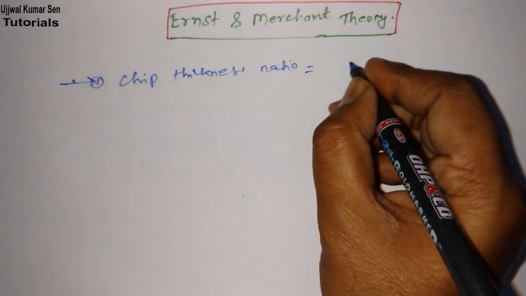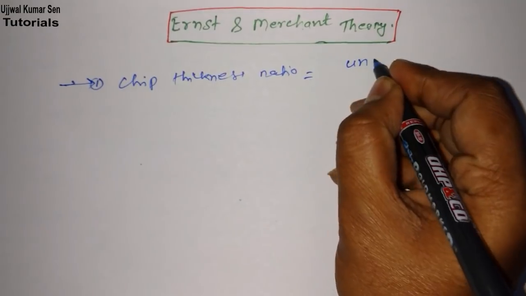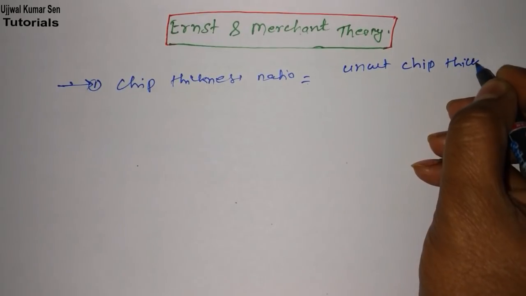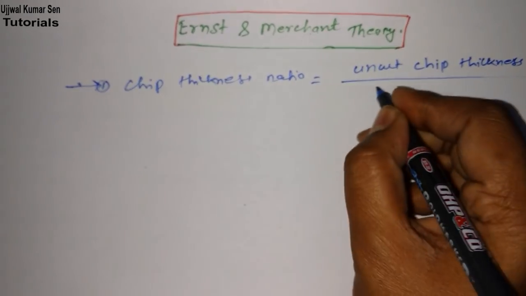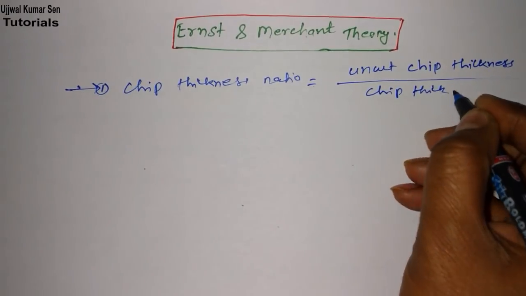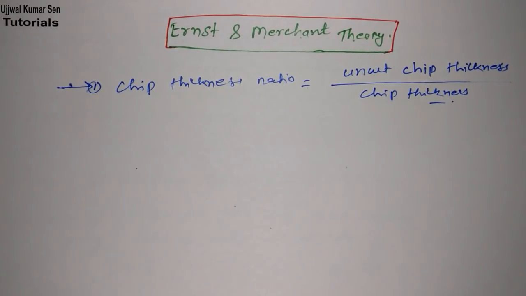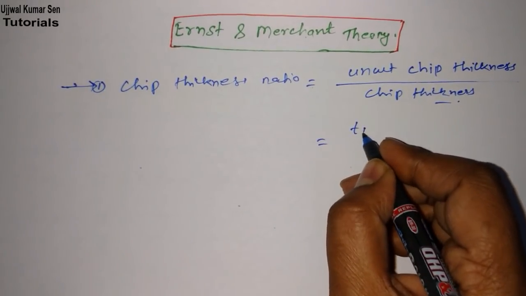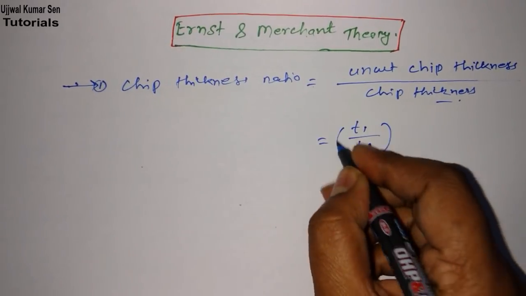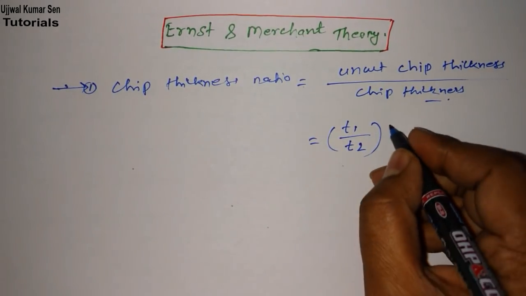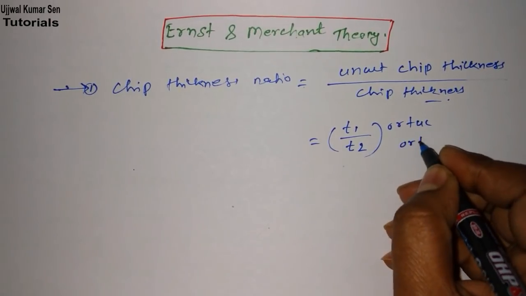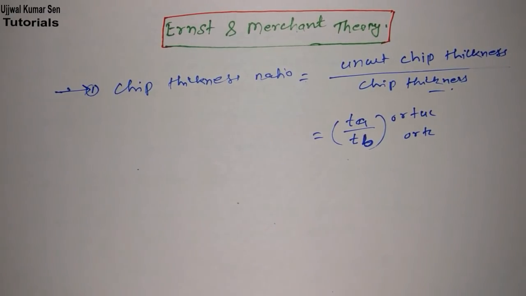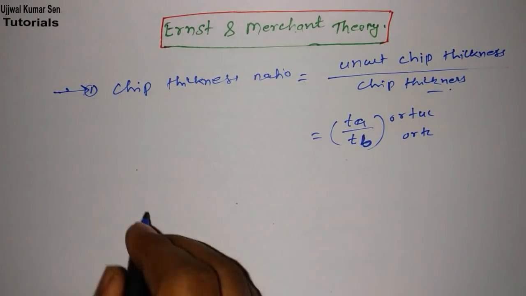Chip thickness ratio is equal to uncut chip thickness divided by chip thickness. You can say this chip thickness is after cutting, right? Suppose the uncut thickness is T1 and the chip thickness is T2. You can also write it as TUC or TC, or TA by TB. So this is about it.